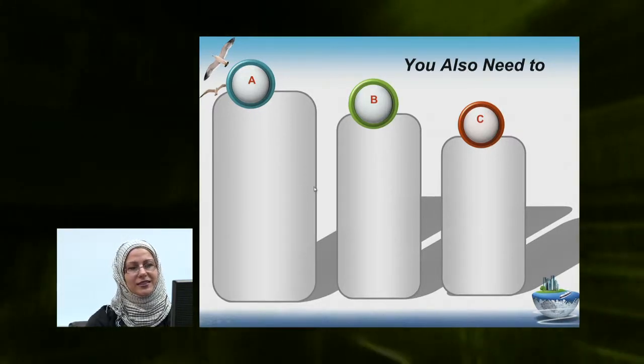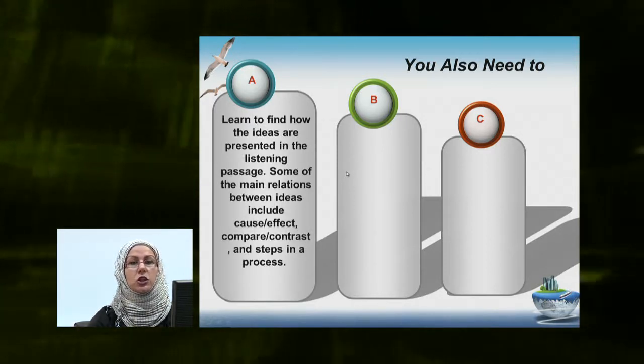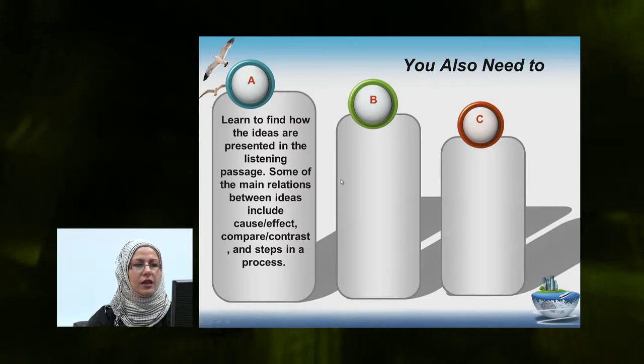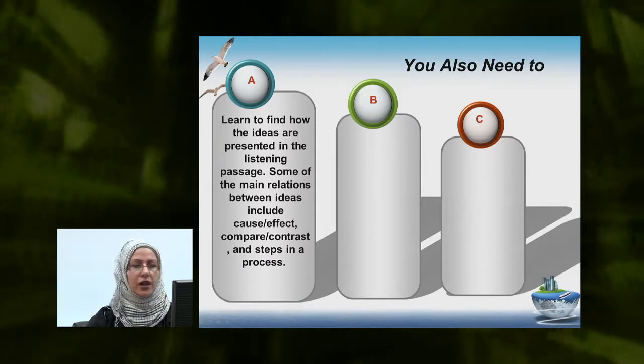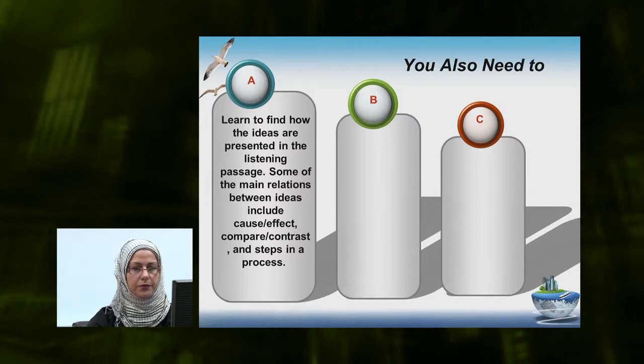What do we also need in order to find the main idea? We need to learn how the ideas are presented in the listening passage. Some of the main relations between the ideas include cause and effect, compare and contrast, and steps in a process.